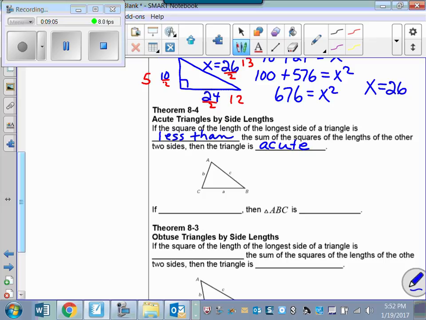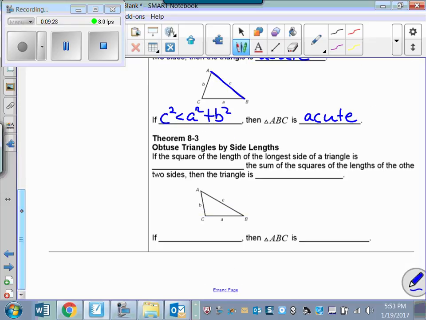So let's look at our triangle here. Let's say C right here is going to be our longest side. So all this theorem is telling me is that if I know that C squared is less than A squared plus B squared, I know that triangle is an acute triangle. We'll do some practice with this in a minute.